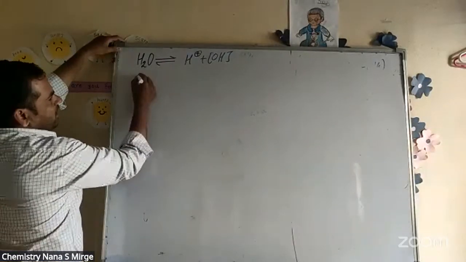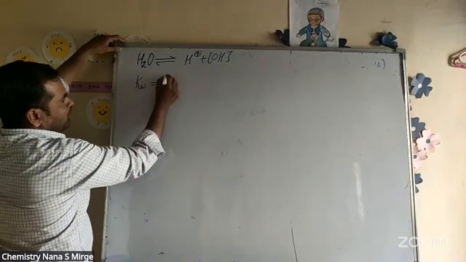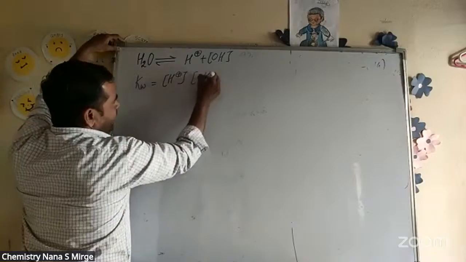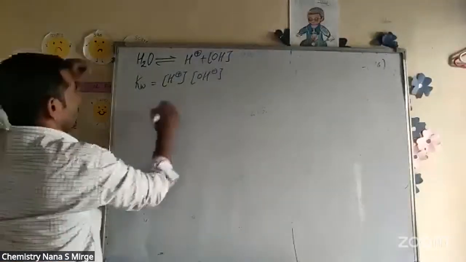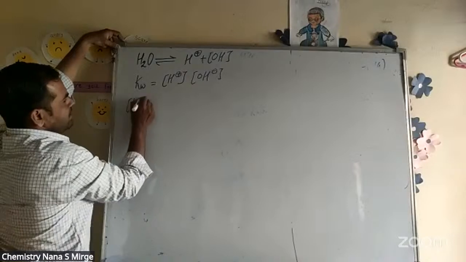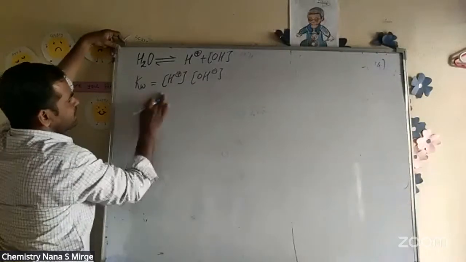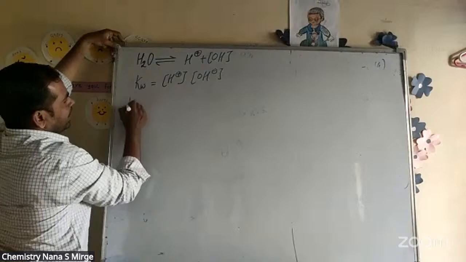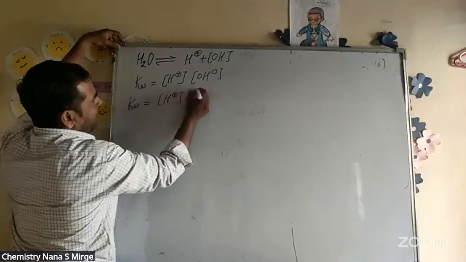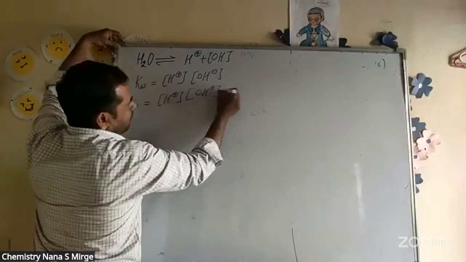So the Kw, how can you write Kw? H plus ion concentration and OH negative ion concentration, right? Are you, sir, understood? Okay, यहाँ तक तो आपको समझ में आ गया, right? So can you have the values of H plus ion and this. Kw is equal to H plus ion and OH negative ion. What is the value of this?